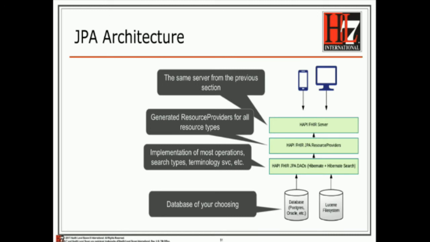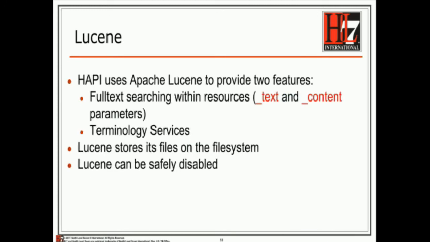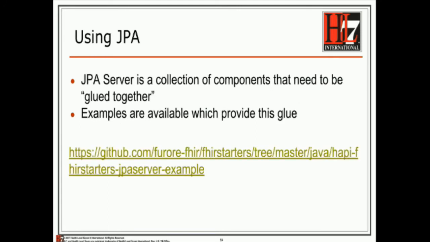We also take advantage of Apache Lucene, which is a full-text indexing engine for a bunch of things, including terminology lookups and full-text searching across resources. So there's a whole bunch of power that exists within that framework. So I guess, final thing about that, there's not a whole lot more to say about the JPA framework. To use it, there's not actually much you need to do, just because it is a complete sort of FHIR solution, including all of the components you need.